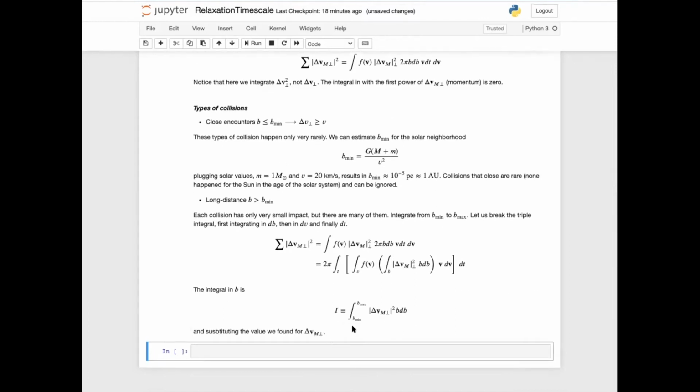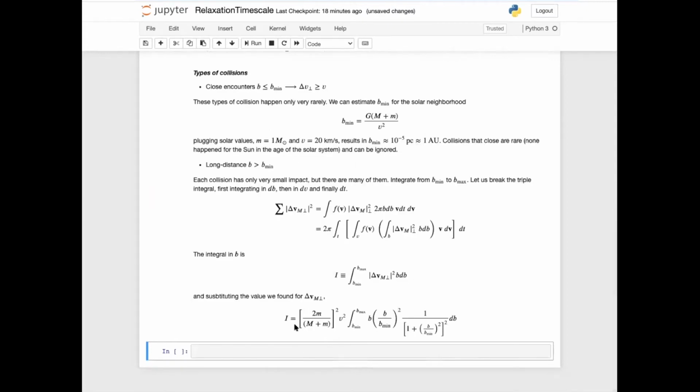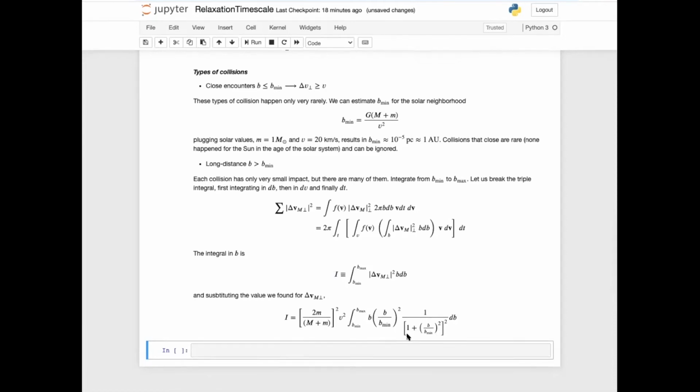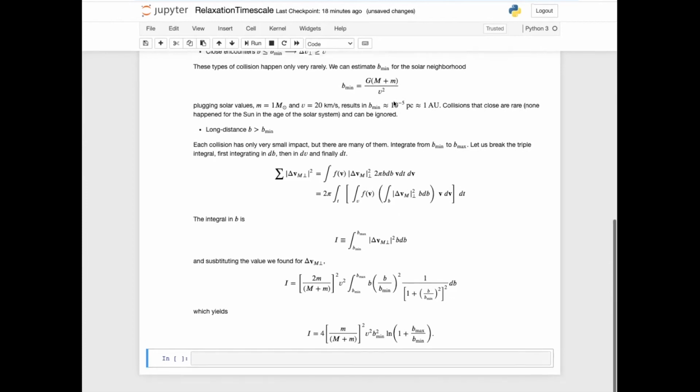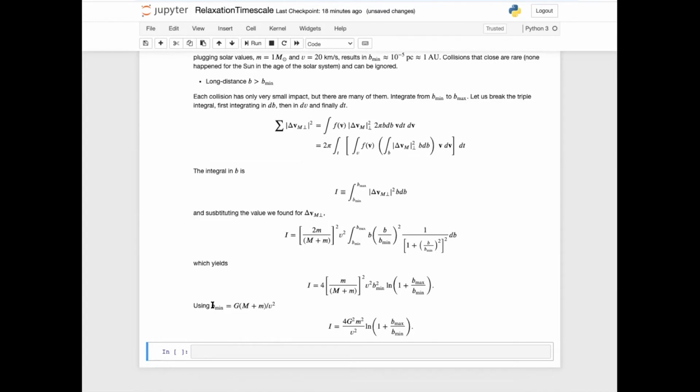Substituting the value that we found in the previous video for delta v, this is the expression that we have for I. You throw this integral in SymPy or Wolfram Alpha, and you find this result. Well, now let's substitute again the definition of b min, which is given in here. So using this definition for b min, we simplify the expression for I, the integral in b.